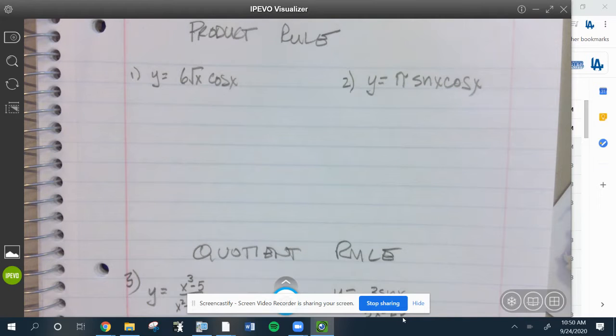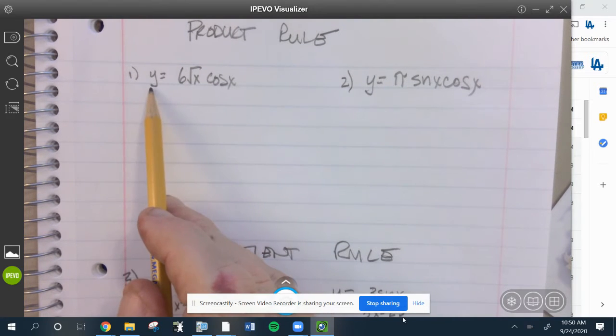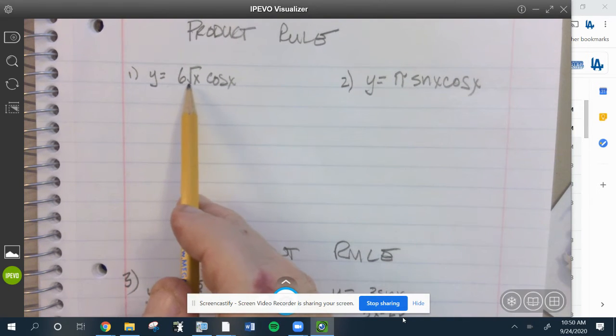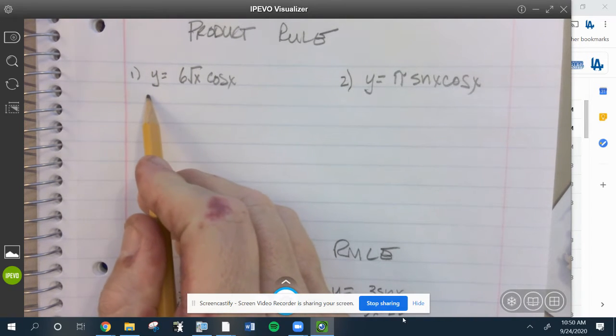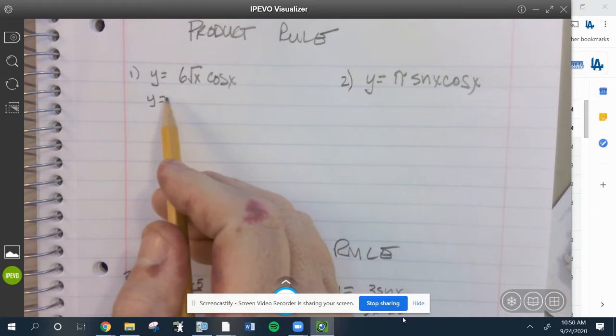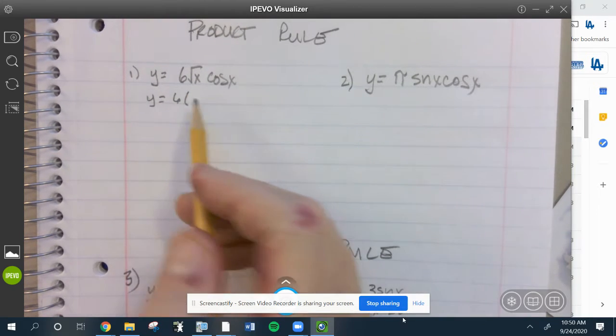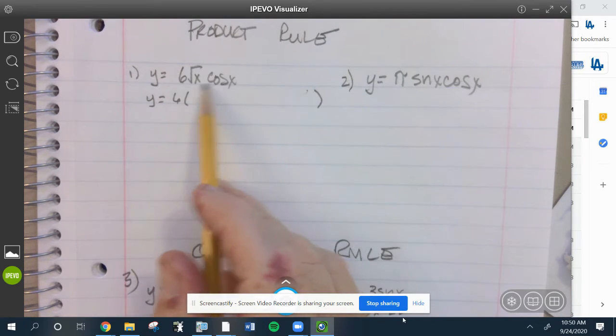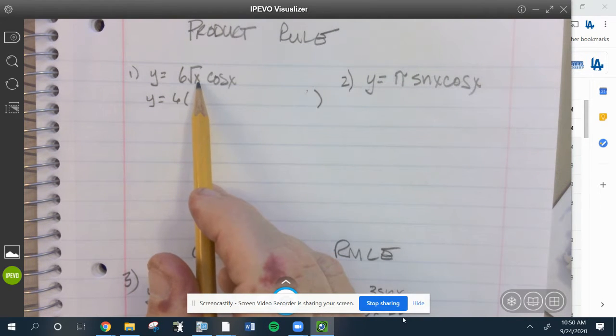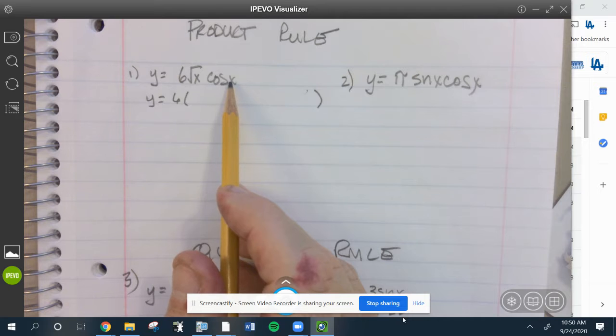Here are some additional examples for you for the product rule and quotient rule. We'll start with the product rule. So here's a product of 6 times the root of x times cosine of x. We're going to think of the 6 as our constant multiple. And now apply the product rule for x to the 1/2 and cosine x.